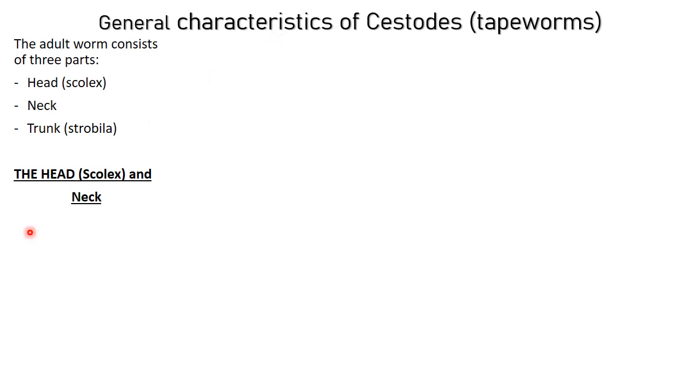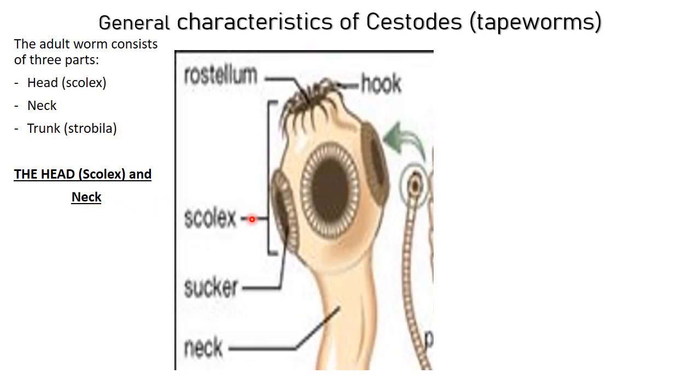Let's kick it up by talking about the head or the scolex and the neck. Remember that under the class cestodes, I said there are two orders, which are Cyclophilidia and Pseudophilidia. This is a Cyclophilidian parasite. A Cyclophilidian parasite's head contains a structure known as a sucker or suckers, and the number of suckers is dependent on the species. The function of the suckers is simply to attach firmly to the mucosa of the host.